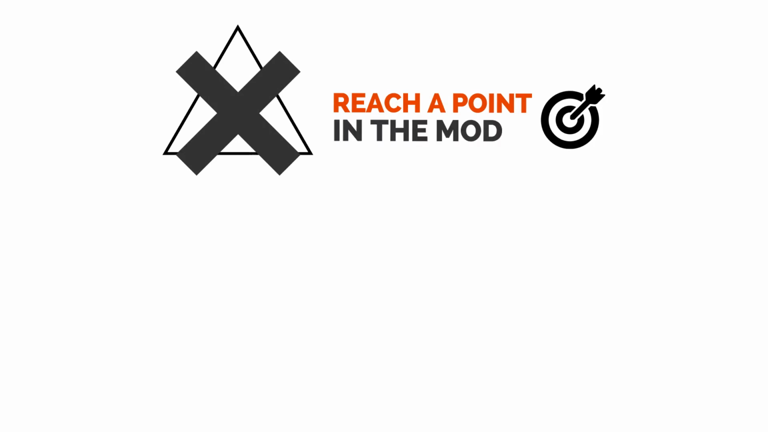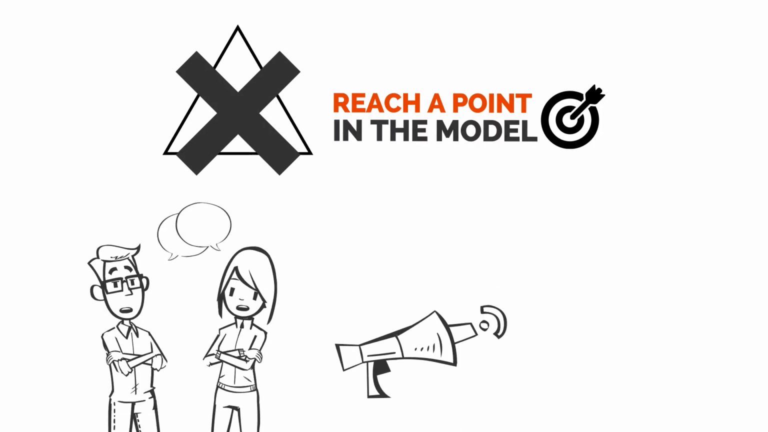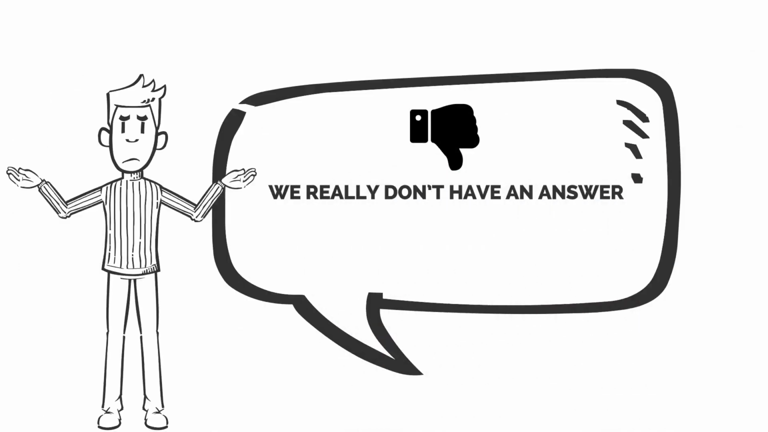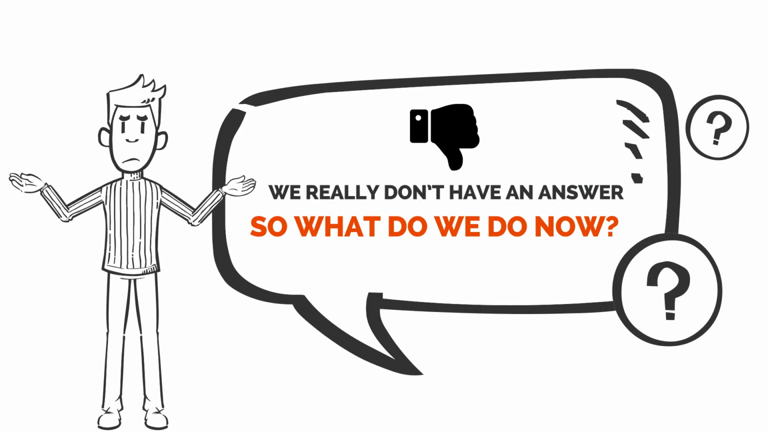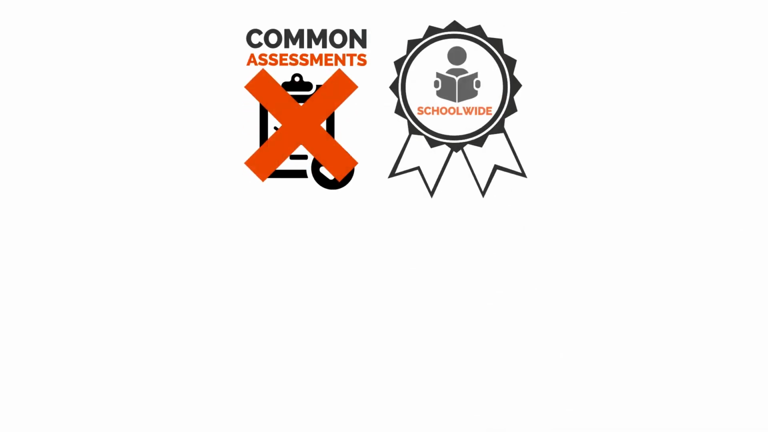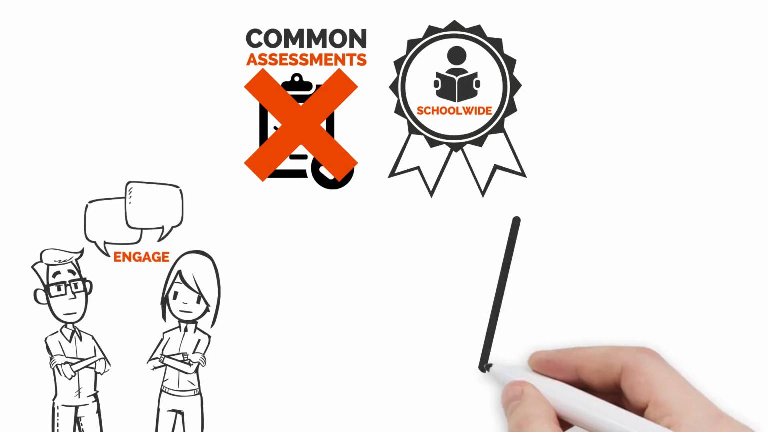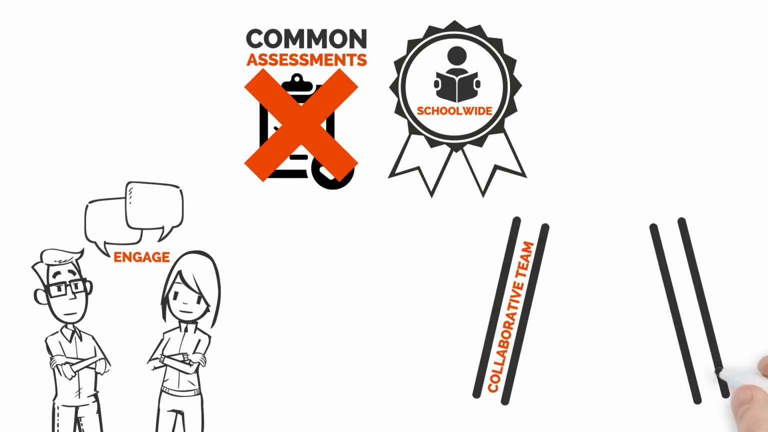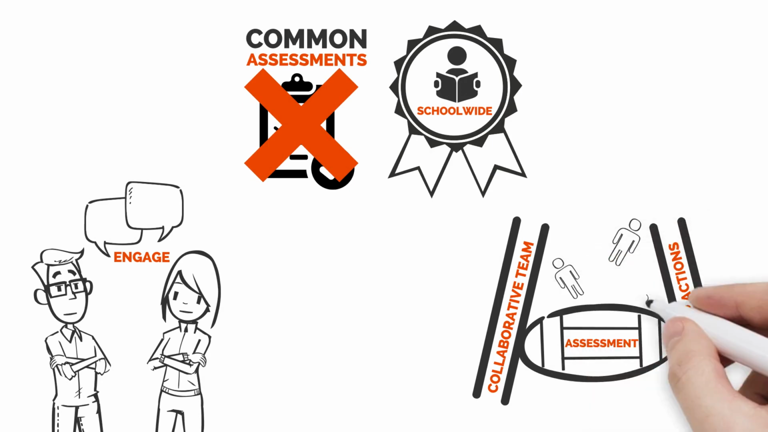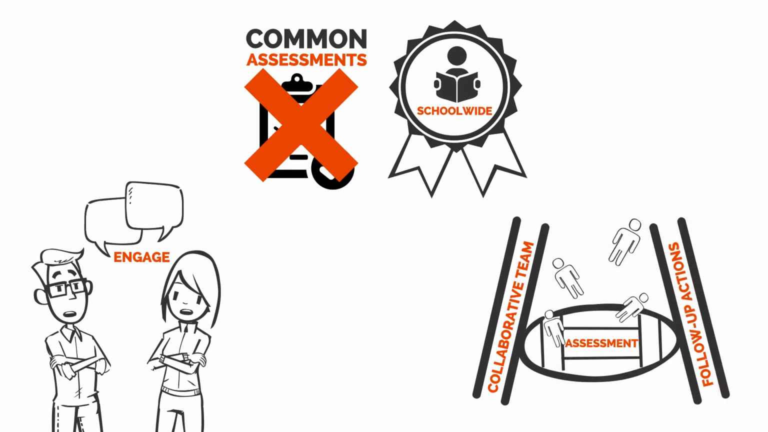Without that pyramid of interventions in place, we definitely reach a point in the model where conversation can be happening informed by common assessments, but we really don't have an answer to the "so what do we do now" question. Without common assessments that are established school-wide, we can engage in conversations in the collaborative team meeting structure and have follow-up actions, but sometimes we can miss students slipping through the cracks.